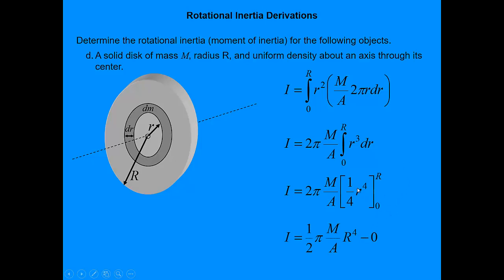Well, of course, when we evaluate this at 0 and we plug a 0 in here, 0 times 1/4 is 0, and 0 times all that is 0. So when we evaluate it at 0, we get 0. When we evaluate it at R, we get this. Okay?